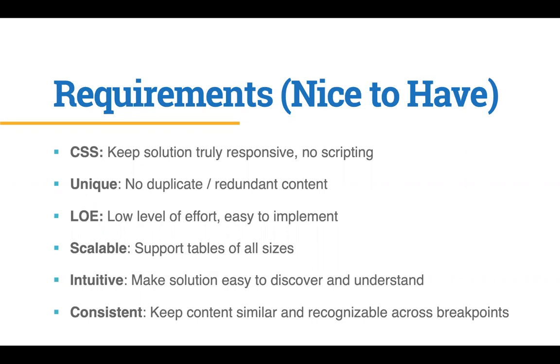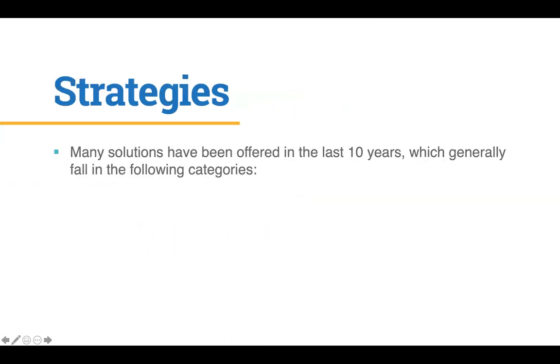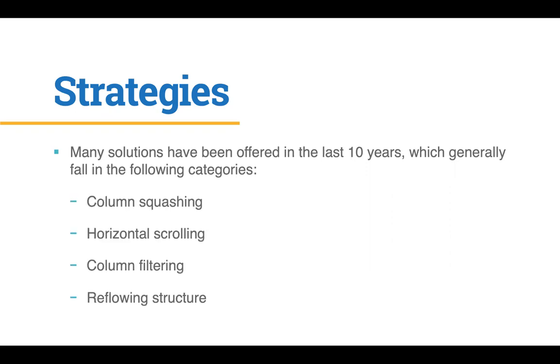So those are the two sets of requirements, the accessibility requirements and the nice-to-have requirements. So now we're going to have a look at some of the strategies. There have been many solutions offered, as I mentioned already, over the last 10 years. But they basically all fall in the following categories: column squashing, horizontal scrolling, column filtering, and reflowing structure. And I'll explain what each of those mean as we move on.